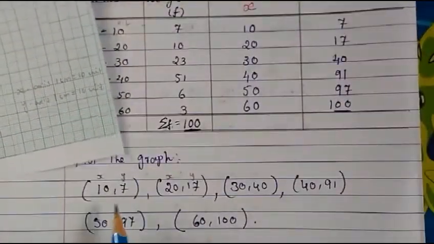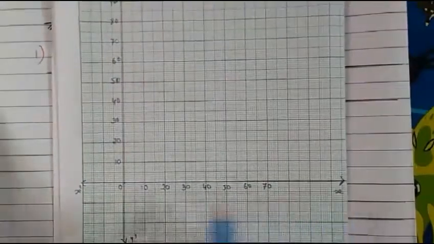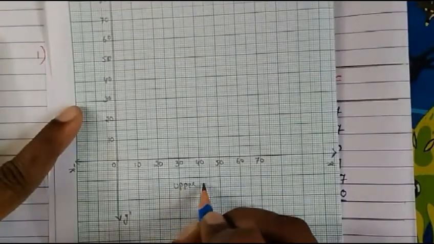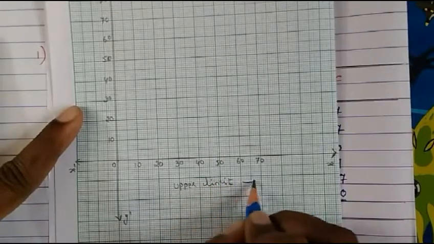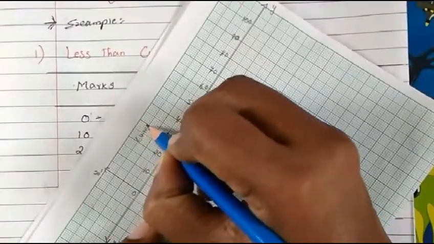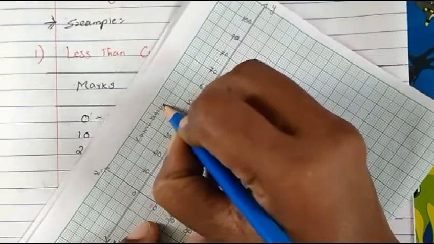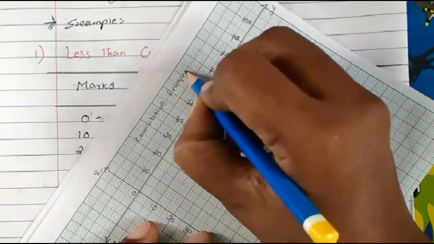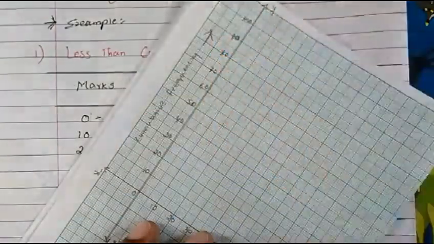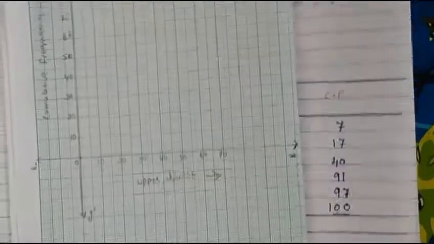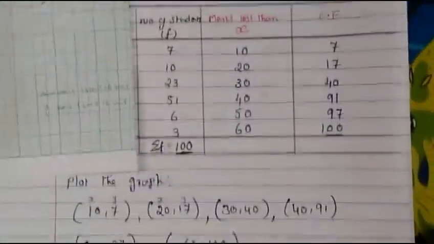So what are the points we have? 10, 7. So 10 on the x-axis, 10 is here. You can write down, this is actually what? Upper limit on the x-axis. And on the y-axis it is cumulative frequency. Okay, on the y-axis cumulative frequency, on the x-axis upper limit. So let us plot the graph now.